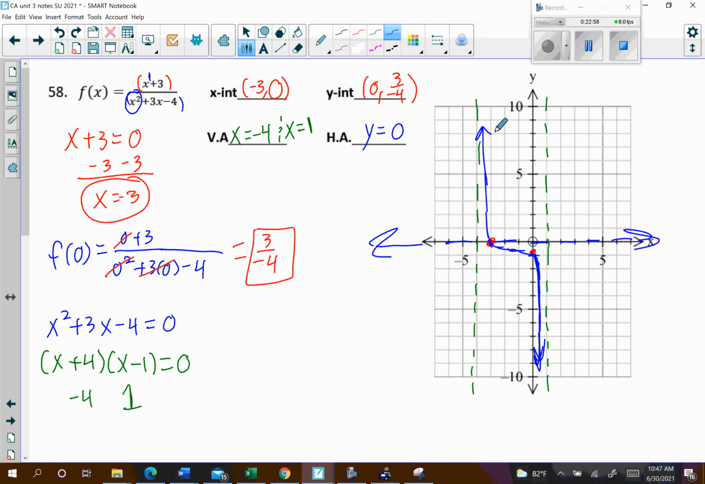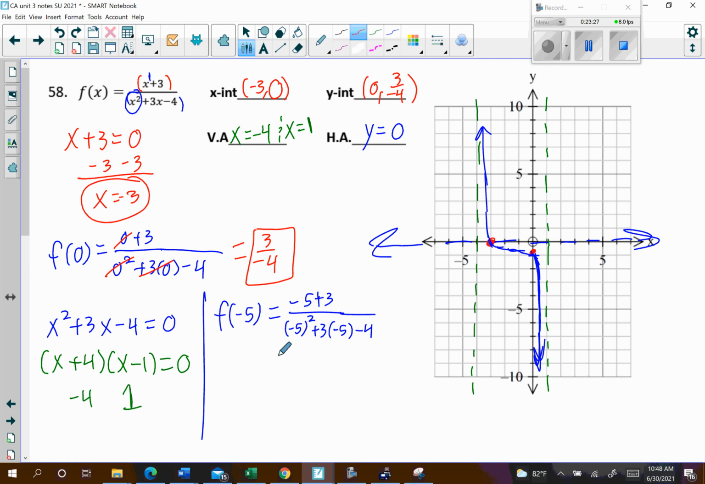Then what we have to do is figure out a point beyond each asymptote. So beyond to the left, beyond to the right. So we'll start with the left. I'm going to plug in negative 5. So let's see, we'll do f of negative 5: negative 5 plus 3, all over negative 5 squared plus 3 times negative 5, and then minus 4.